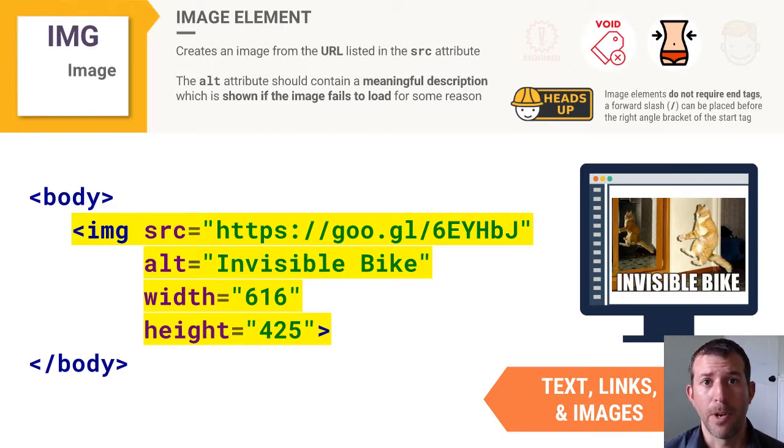For example, for an image, the SRC attribute tells the browser where to find the image to place on the page. The alt attribute tells the browser what text to show if for some reason the image cannot load. And then there are many other attributes you can provide, like width and height, to refine how the image is rendered on the page. In this particular case, I am pointing to an invisible bike image. If for some reason invisible bike can't be found, it will show the text invisible bike.